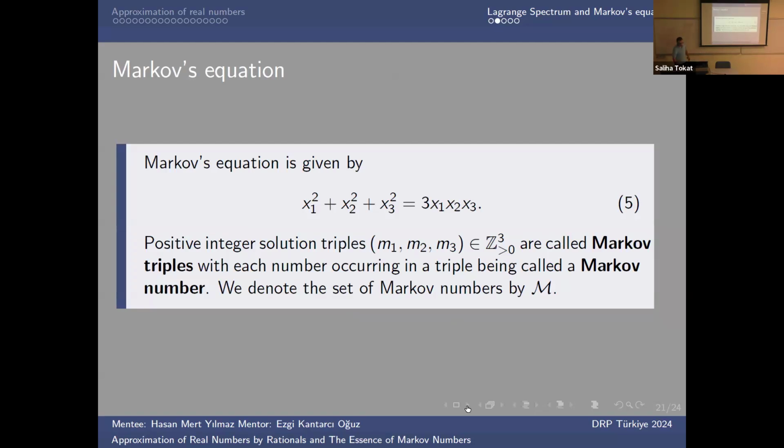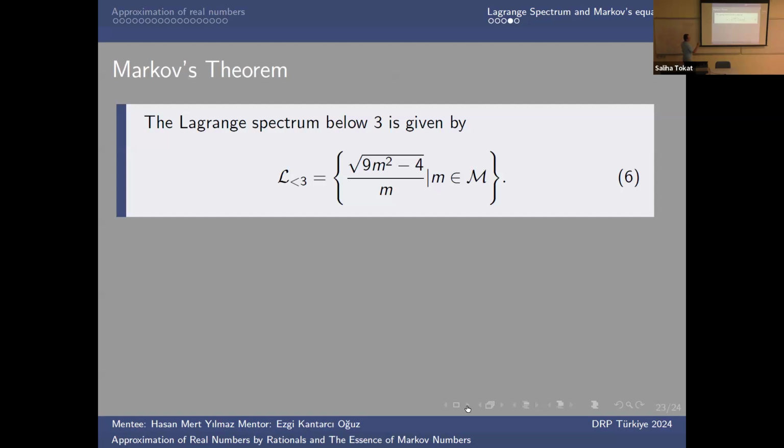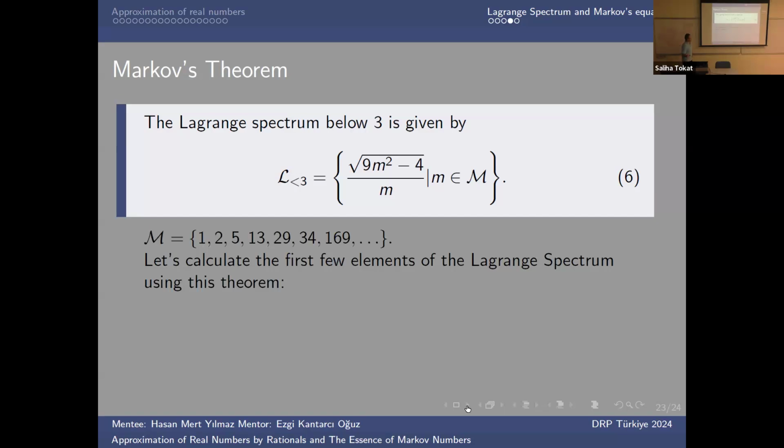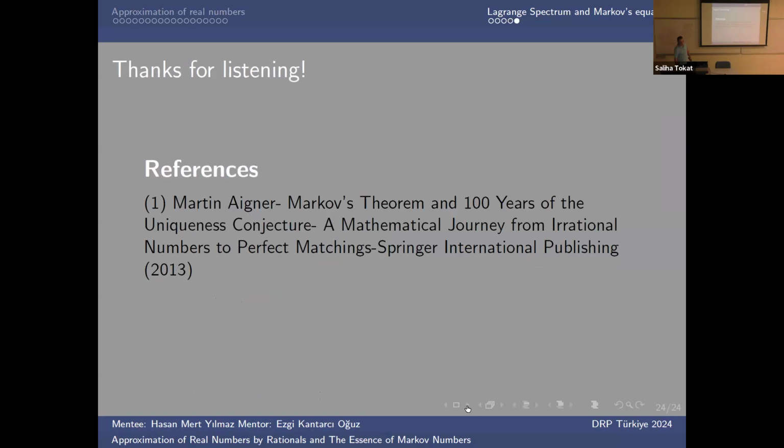But there is the Markov equation everyone knows from the preceding presentation. We can calculate Markov numbers with ease and construct a Markov tree. Markov's greatest theorem says the Lagrange spectrum below 3 is given by this formula. Calculating Markov numbers is very easy, and this is a straightforward process. So the good part of Markov numbers is we can calculate the Lagrange number of alpha easily. Let's calculate some of them, and this is the end.